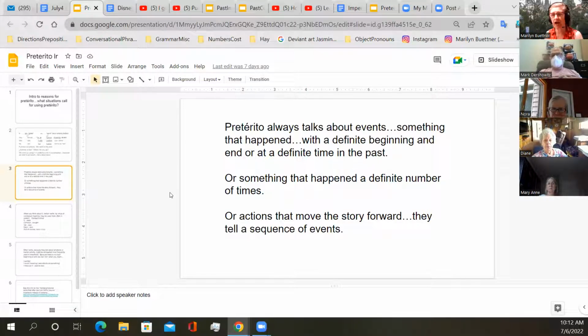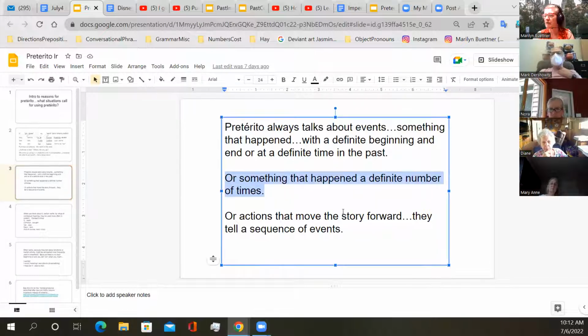Preterito has a different job. And preterito, this tense is used to always talk about events, something that happened with a definite beginning and an end, or at a specific time, something you can peg to a specific time. You can put it in a neat little box, wrap it up, and you're all done with it. That's preterito. Sometimes we use preterito to talk about something happened a definite number of times. So for example, if somebody says, I did this twice, I did this 3 times. Yeah. Okay.